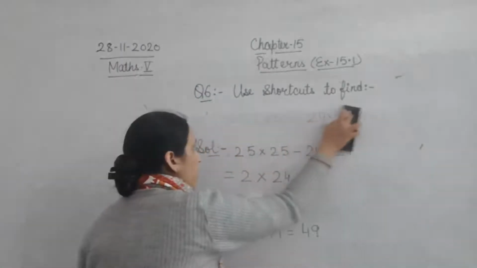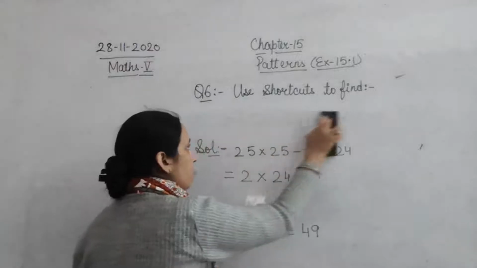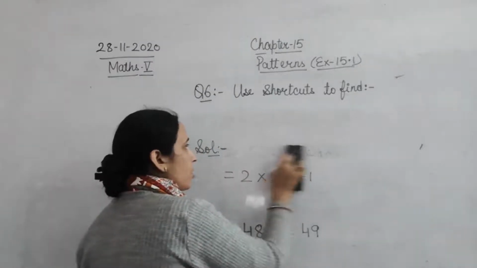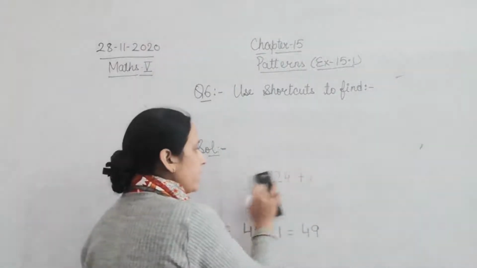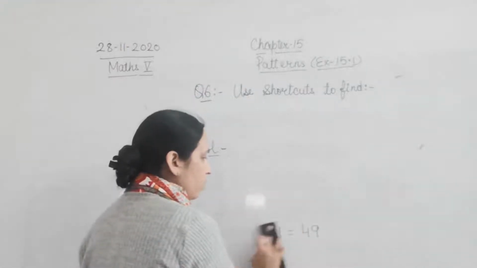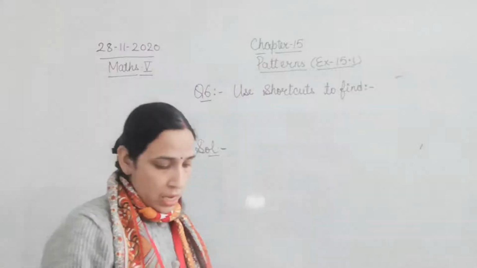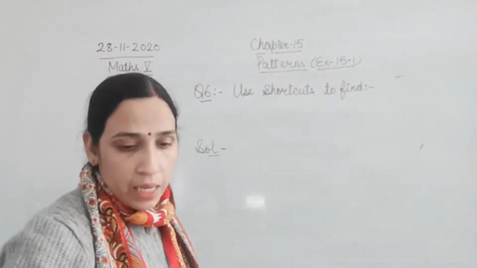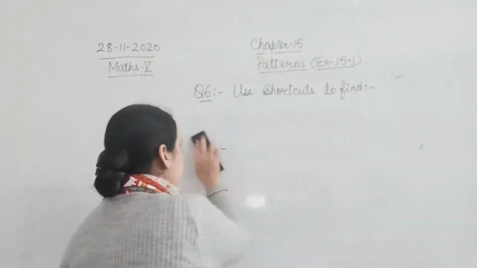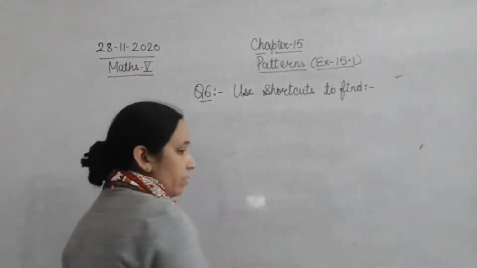C part, one more part we'll see. See, in all these questions I am using that one method only. 2 will be multiplied by the smaller number. After that I am using this to find the difference between two square numbers.